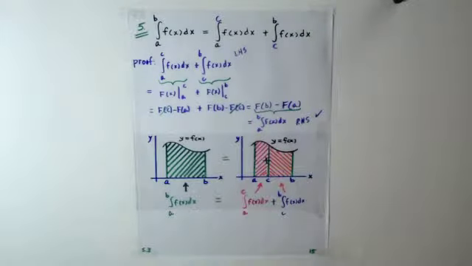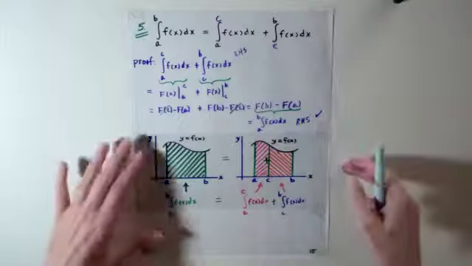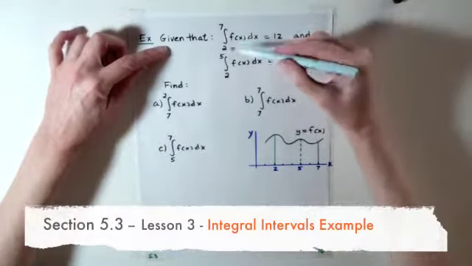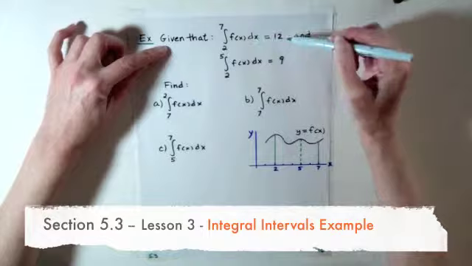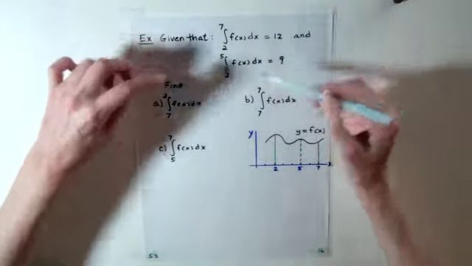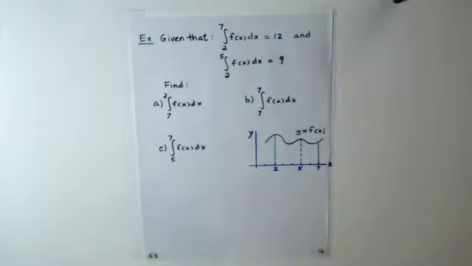Okay, so let's go ahead and just do a couple of examples just so that we can get used to these different properties of definite integrals. So I'd like us to look at this example. It's kind of an interesting one. It says, given that the integral from 2 to 7 of f of x dx equals 12, and the integral from 2 to 5 of f of x dx is equal to 9, find, and then they ask us to find a bunch of stuff.